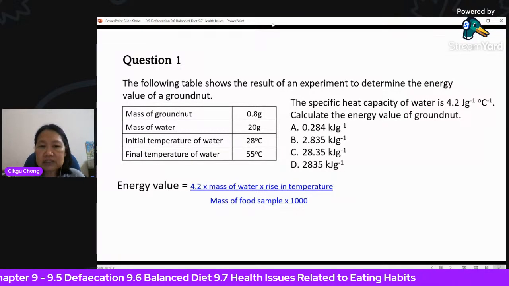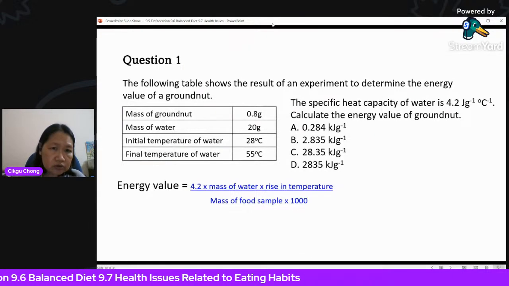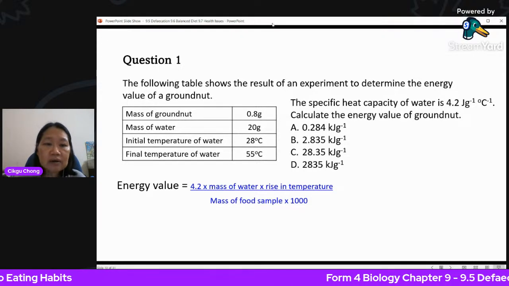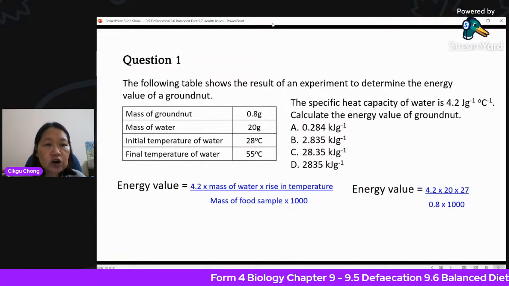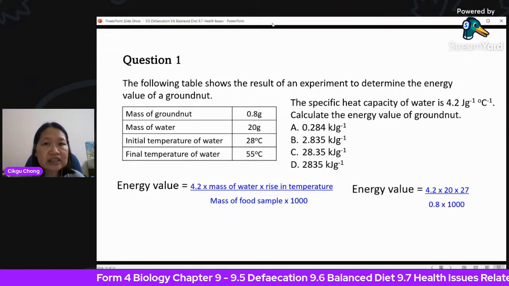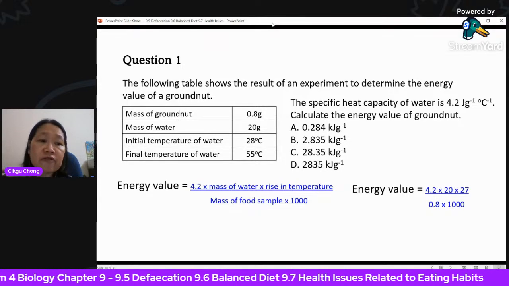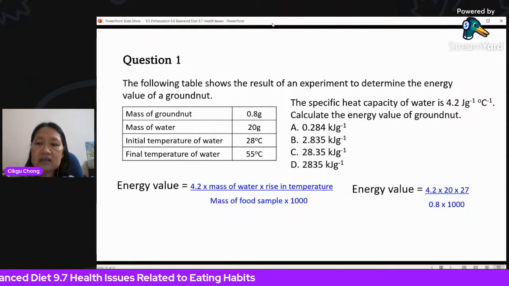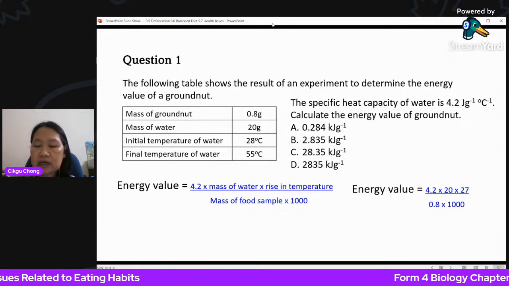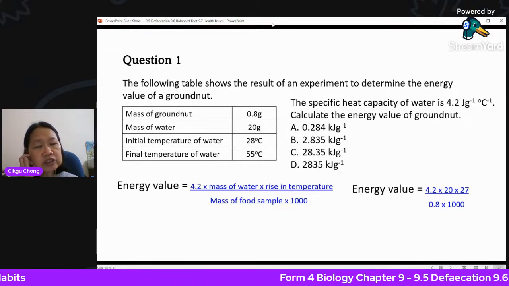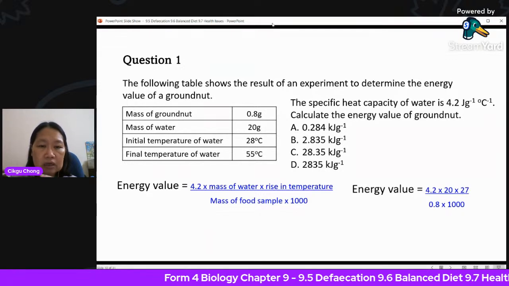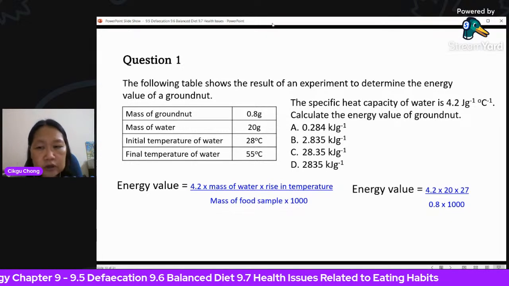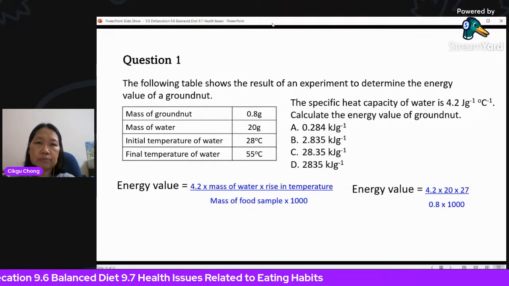So 4.2 times mass of water is, be sure to take 20, not 0.8. 0.8 is your food, mass of water. Then times your difference, that is the rise in temperature. You take your final minus the initial. So here it's 27. You don't need to put the degree Celsius here. It doesn't matter, you just work with the numbers. And then you divide by the mass of food sample, which is 0.8. And don't forget your 1,000 there. If you put 1,000 there, that means it is kilojoule per gram, your answer. If you don't put your 1,000 there, it will be joule per gram.